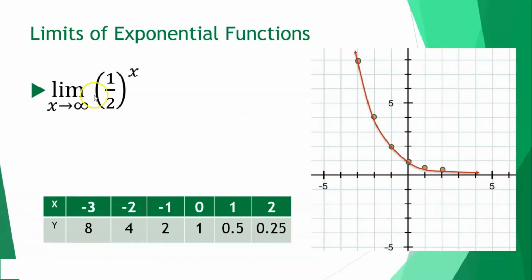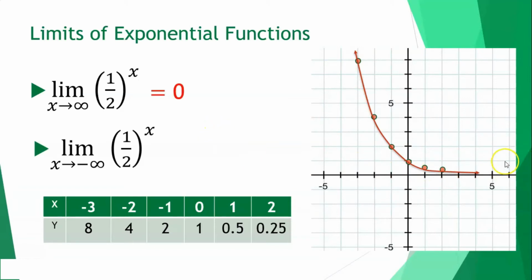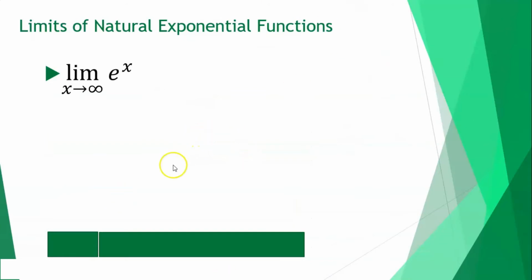Now, with this, what's the limit of (1/2) to the power of x as x approaches positive infinity? That is 0. Now, the limit of (1/2) to the power of x as x approaches negative infinity is positive infinity, because this will extend infinitely at the top. Okay, next. What's the limit of the natural exponential function, or Euler's number e to the power of x as x approaches infinity? Now take note, the value for Euler's number is 2.71828 and so on.